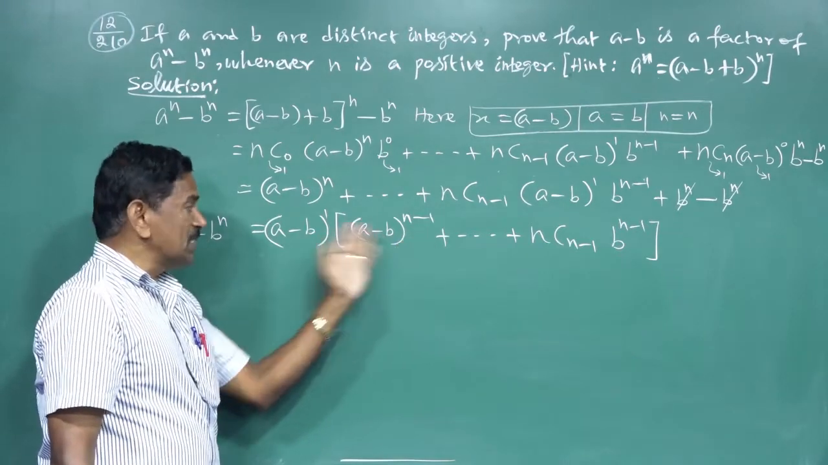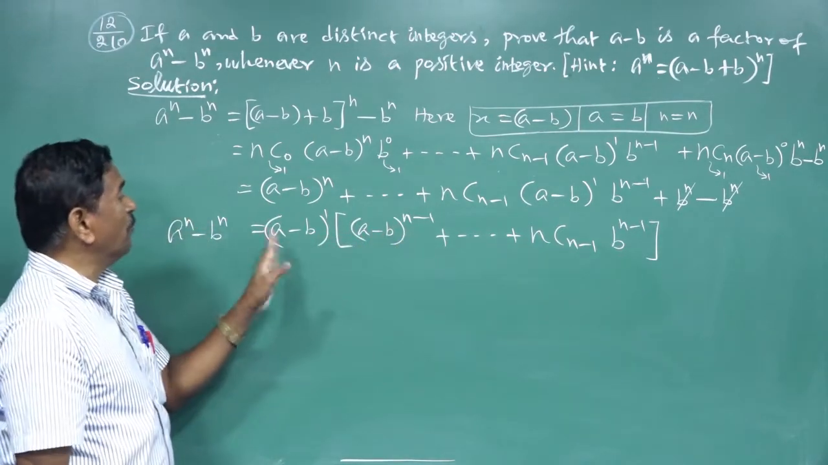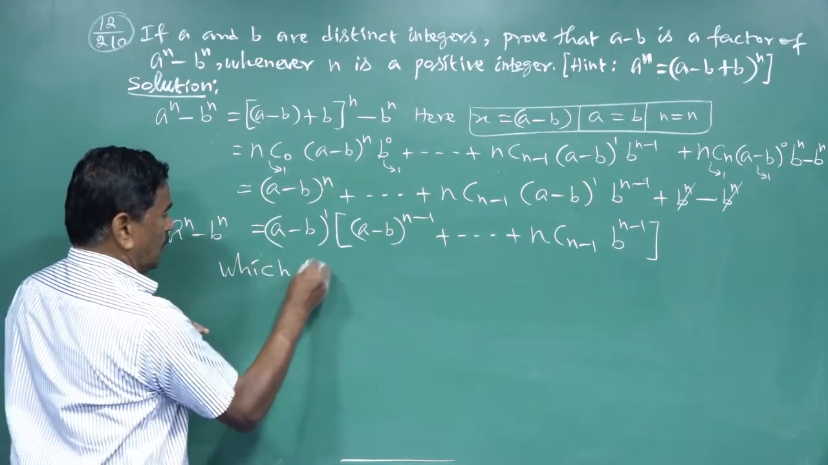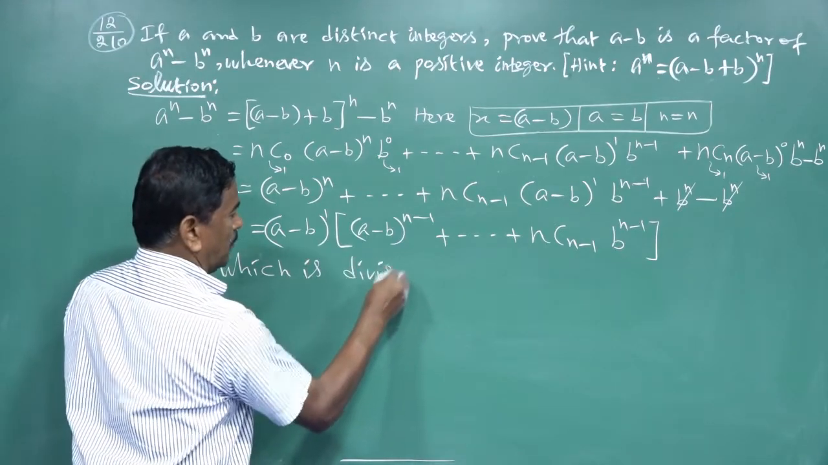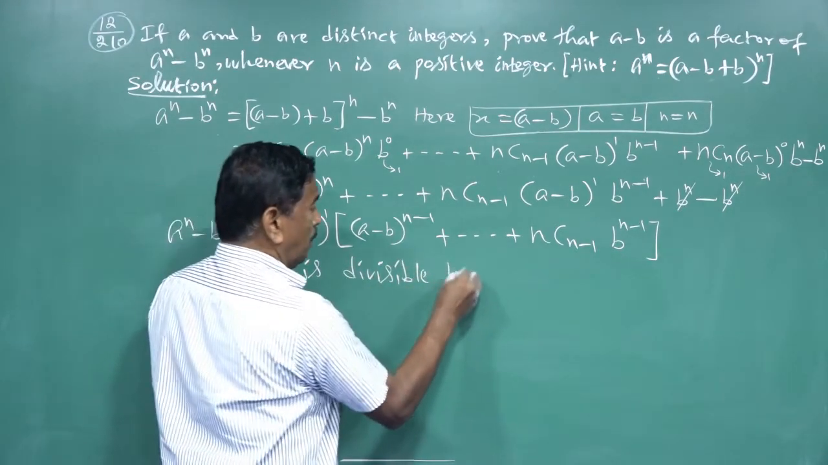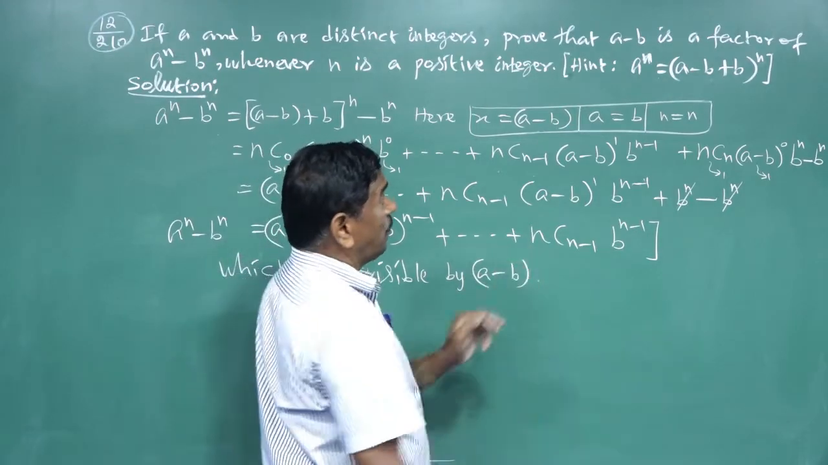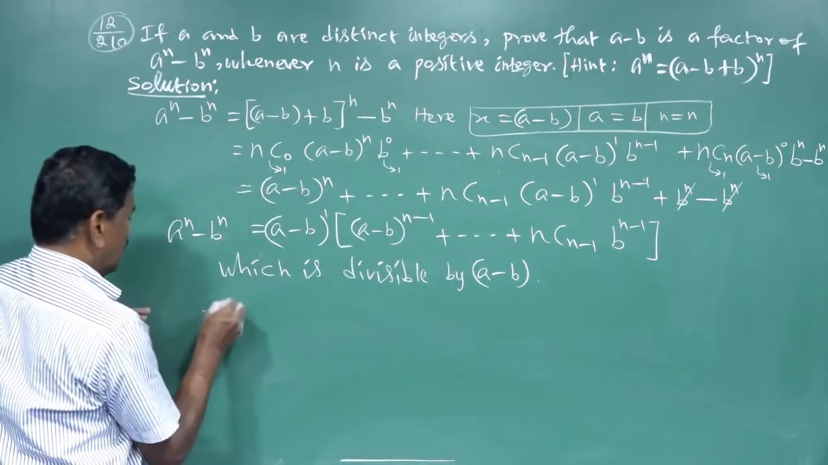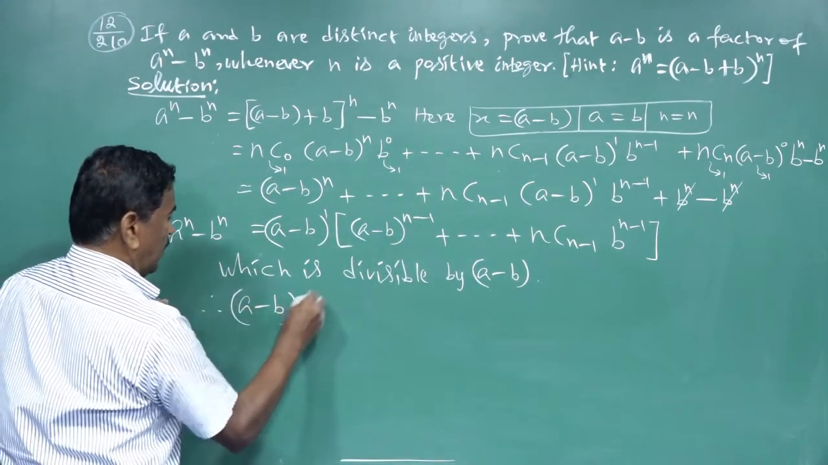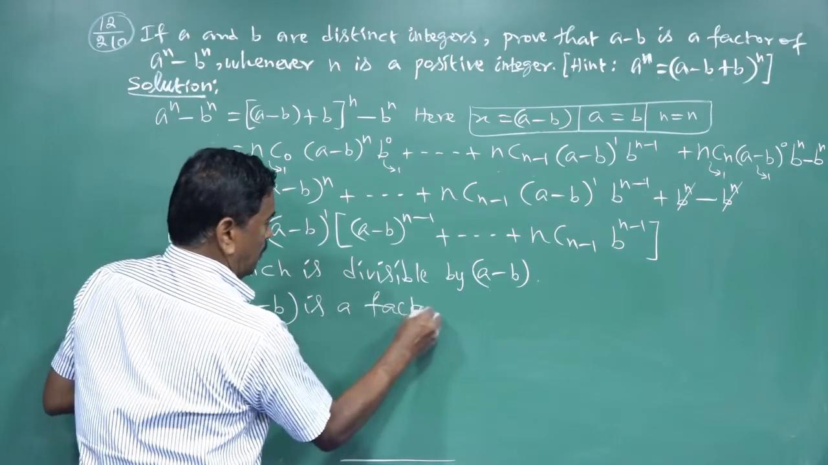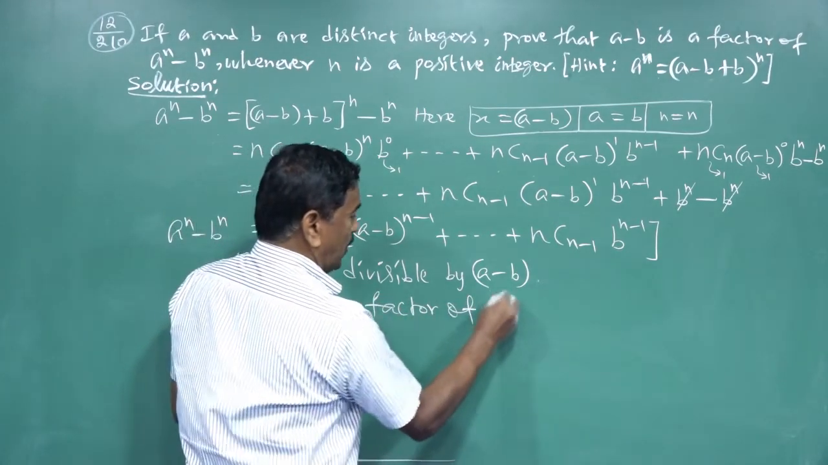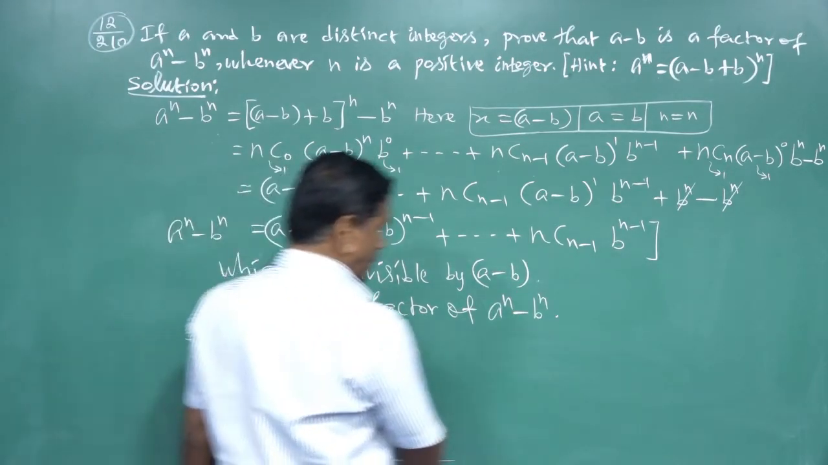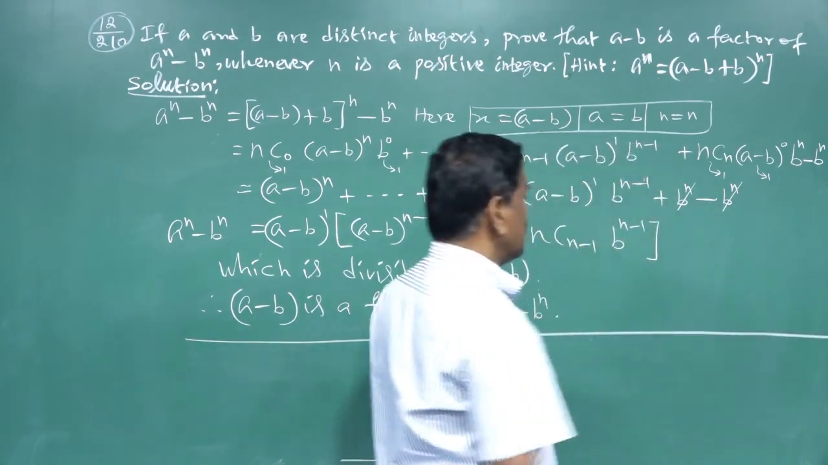So which is a multiple of a - b. Therefore, which is divisible by a - b. Therefore, a - b is a factor of a^n - b^n. So hence the answer, which is the required answer.